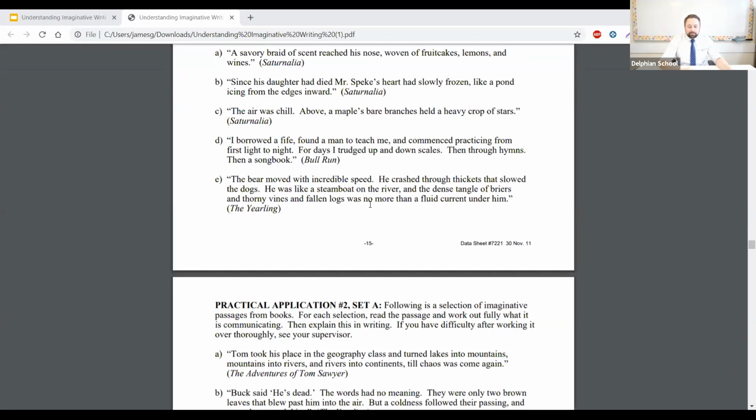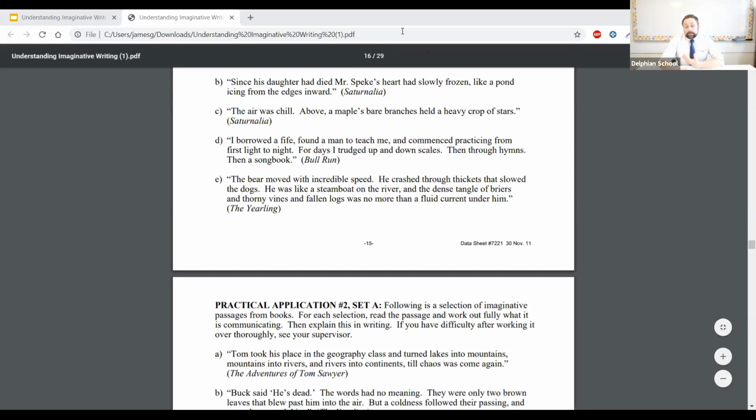So if this bear is crashing through trees and plants that slowed the dogs, but the bear is like a steamboat on a river, and the dense tangle of briars and thorny vines and fallen logs, there's thorns and there's vines. There's maybe blackberry bushes and all kinds of plants. There's big trees that fell over, but they're no more than a fluid current under him. So it's like we have a river. That's what they mean by fluid current there. And this bear is just moving through this dense forest like it's a boat on a river.